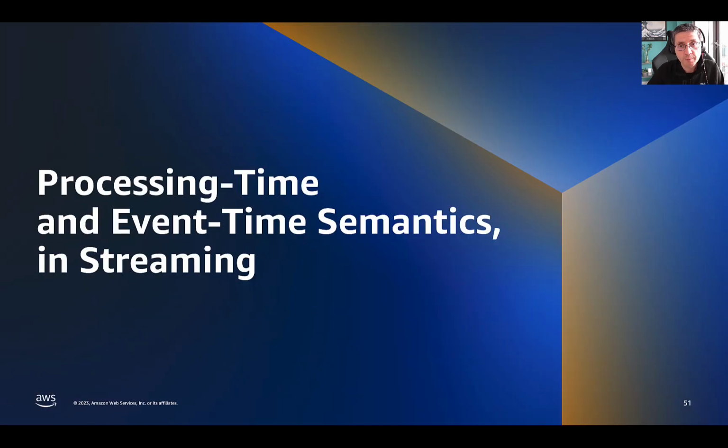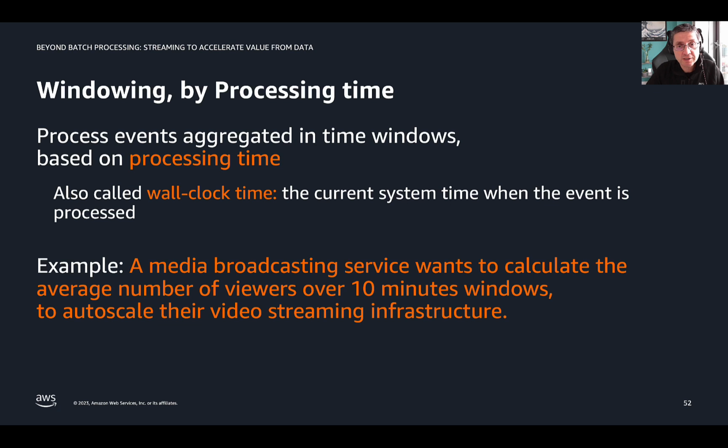Now we understand the difference between processing time and event time. Let's see some examples of logic that do depend on time. A typical example of non-time-agnostic logic is windowing by time, meaning slicing data in time-based windows. So, for example, to calculate the average of a measurement over 5 minutes. The simplest case we have already mentioned is processing time windowing. So windows in processing time domain. So windows are based on the current time of the system, or wall clock time, as it is sometimes called.